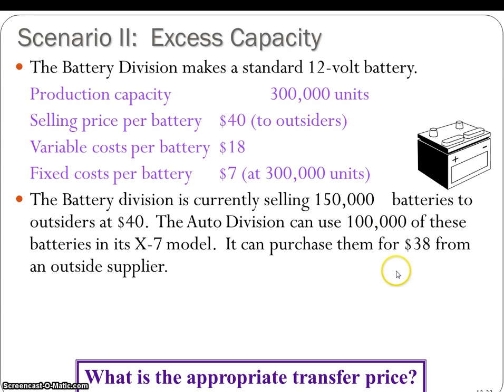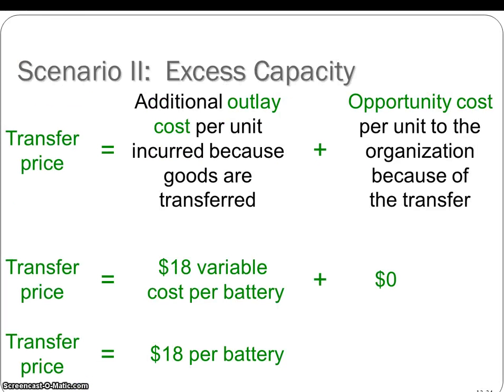So using the same set of parameters, I will ask that you pause the video and figure out what the appropriate transfer price is. The only nuance to pick out is that the information remains the same, but the capacity is different, so the 150 versus the 300, and the outside purchase price of 38. Keep that in mind, and see if you can calculate what the appropriate transfer price is under these circumstances. All right, again, I trust that you gave it a full, good-hearted effort.